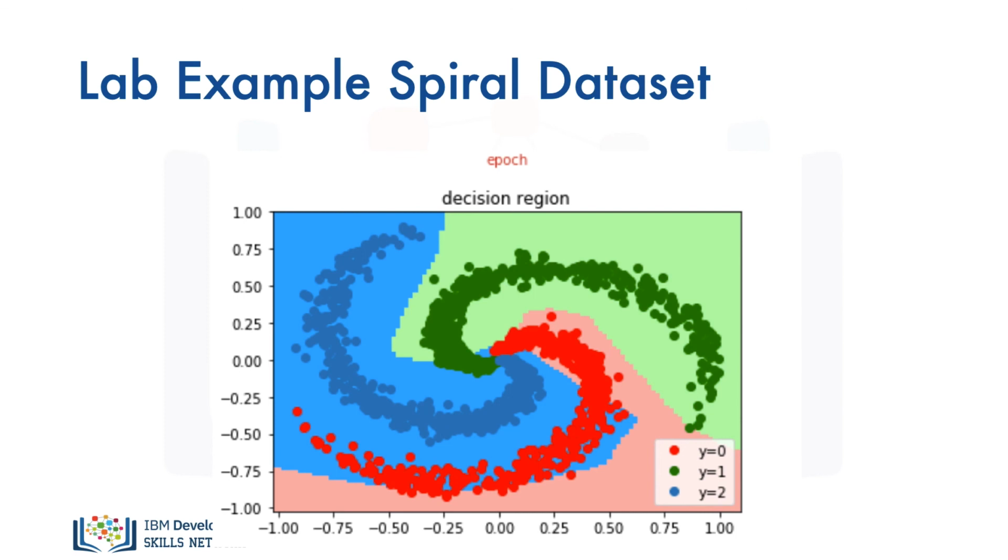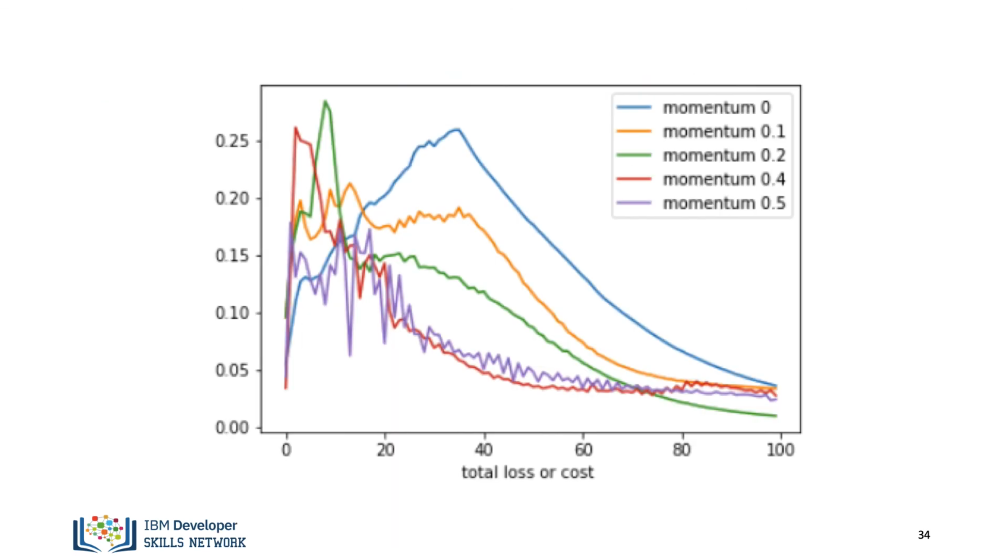Each color is a different class. In the lab, we examine the total loss or cost. We see that a momentum term of 0.5 performs best for our model.